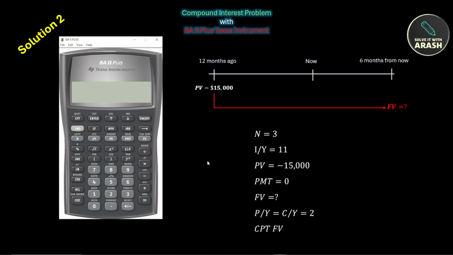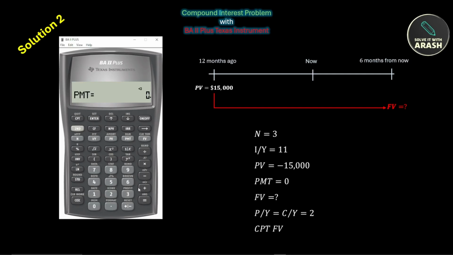So now let's enter these values one by one to get the answer. We start by turning on the calculator and then press 3 and then press N. Now as you can see, N equals 3. Then enter 11 and press IY. Next, enter 15,000. Press plus minus to change it to negative and then press PV. Then 0 for PMT. We want to skip FV because we don't have it.